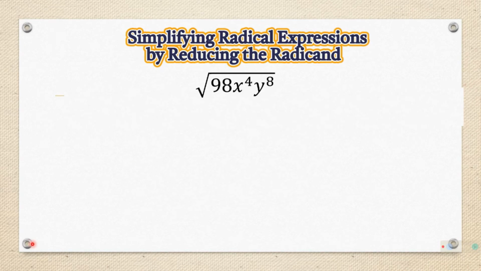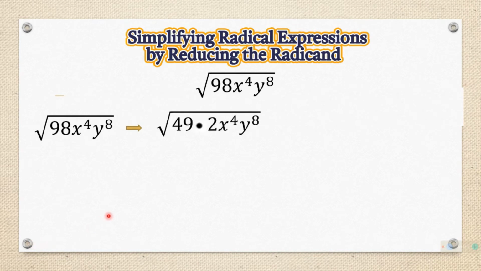Another way of solving this example is by factoring 98, which is 49 times 2, and dividing the exponent of the variable by the index. The exponent of x is 4, and since our index is 2, we will divide 4 divided by 2, so that will give us 2. Then 8 divided by 2, that will give us 4. Then simplifying our answers, 7x squared y raised to 4 square root of 2.